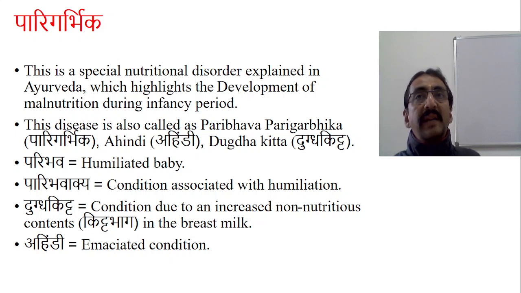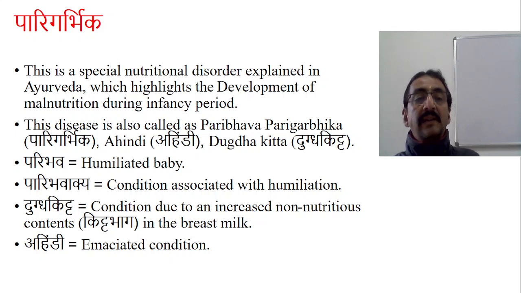What is the meaning of Paribhava? Paribhava means humiliation. The child or baby is humiliated, a type of exploitation. What is the meaning of Paribhavakya? A condition which is associated with humiliation. Similarly, what is the meaning of Dugdha Kitta? Dugdha Kitta means the waste portion of the dugdha. Word wise, if you go for it, Dugdha Kitta means the waste portion or malabhaga of the dugdha.